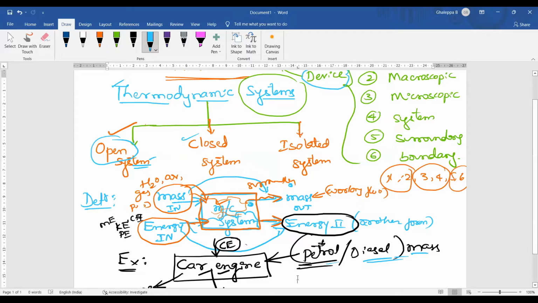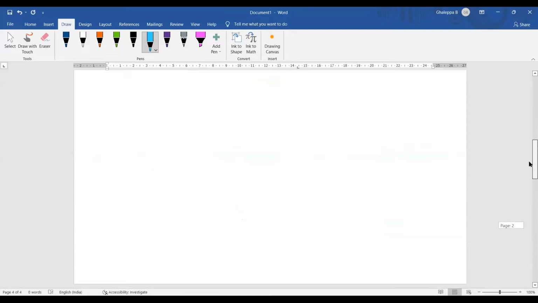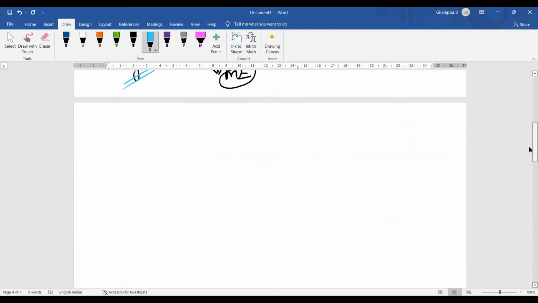How many strokes will be there in the engine? Four strokes, sir. So dear students, now I will draw the first stroke. This is the cylinder, this is the piston, this is the inlet valve, this is the outlet valve. In which stroke does petrol enter the cylinder through the inlet valve? That is the suction stroke.